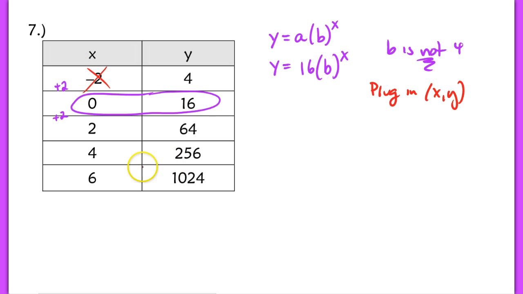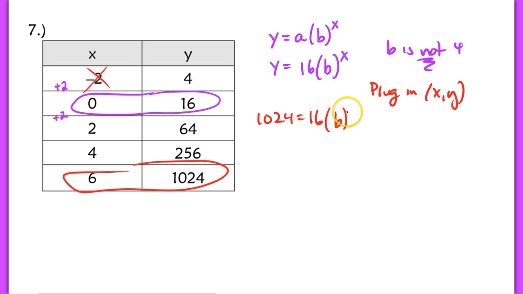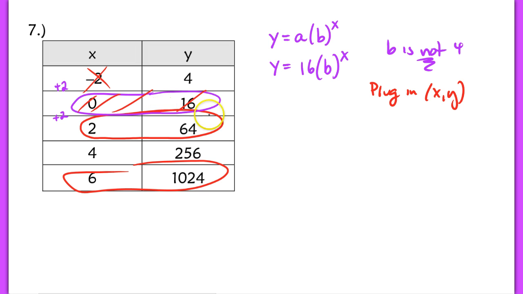I also don't get extremely large, like 6. If you plugged in 6, 1024, you get 1024 equals 16 times b to the 6th power. That's not something that I want you guys to work on quite yet, so instead I'm going to pick the smallest value here, the 2, 64. You cannot reuse the y-intercept, so you're going to use another coordinate, 2, 64. So that's the point that I'm going to choose to plug in.